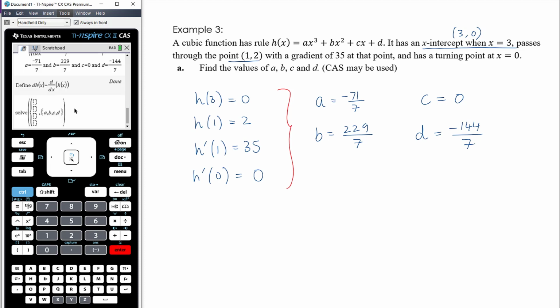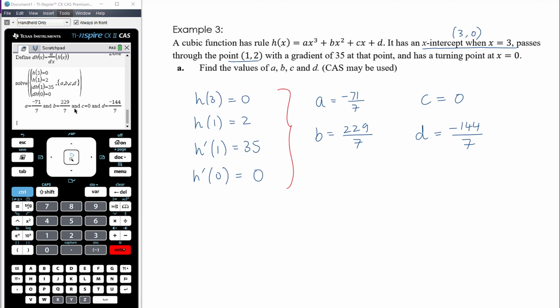Subbing in the points, so h of 3 equals 0, h of 1 equals 2, but now the derivatives don't require that complicated entry because we can just use the fact that dh is the derivative of h according to my definition, so dh of 1 equals 35, and dh of 0 equals 0. So it's worth, in this instance, creating your derivative function so that the substitution in the simultaneous equations is much, much easier.